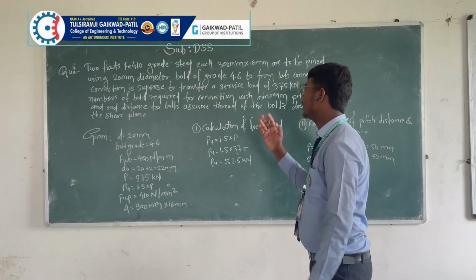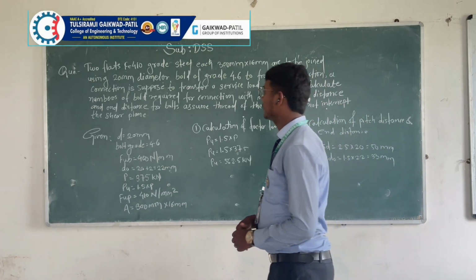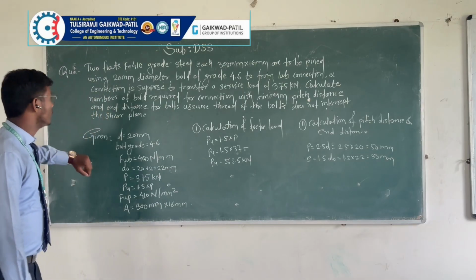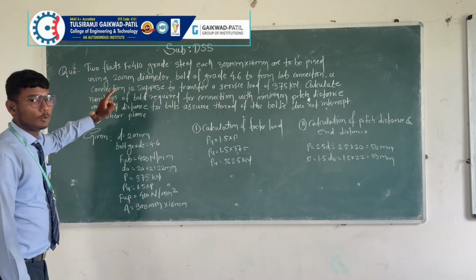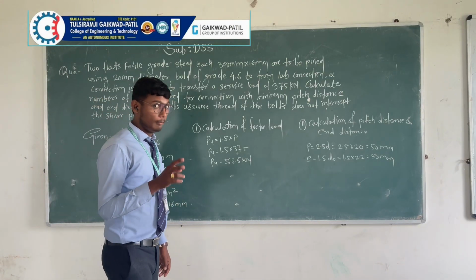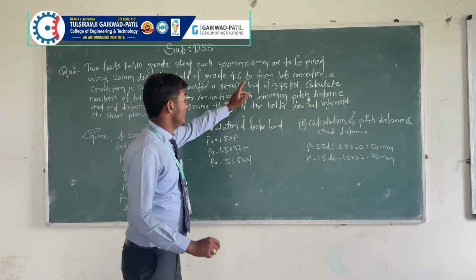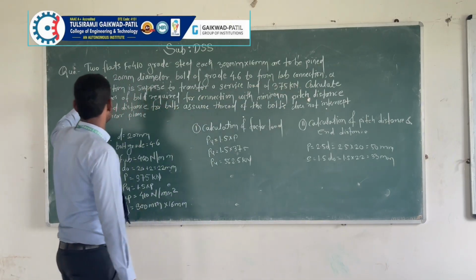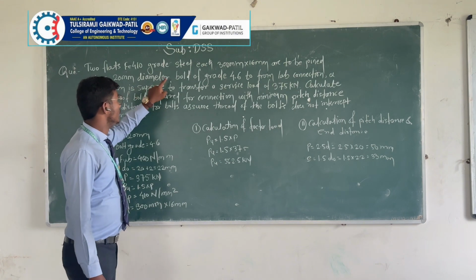This is the subject of DSL, the topic of Unit 2. This is the first numerical, with two flats. Fy is equal to 410 grade. The size is 300 mm into 16 mm. I did the drawing. This is the diagram.